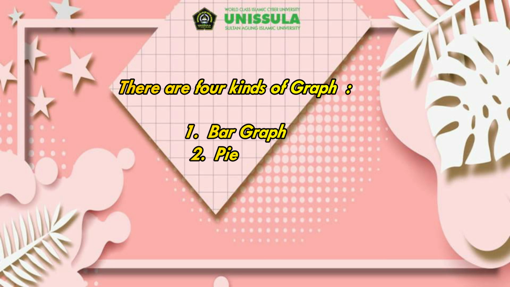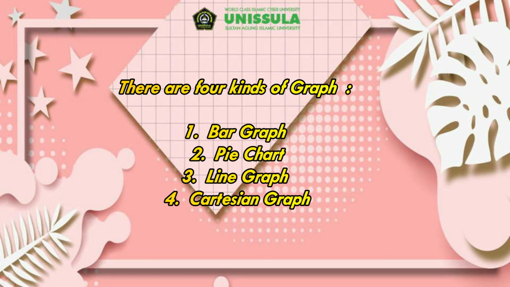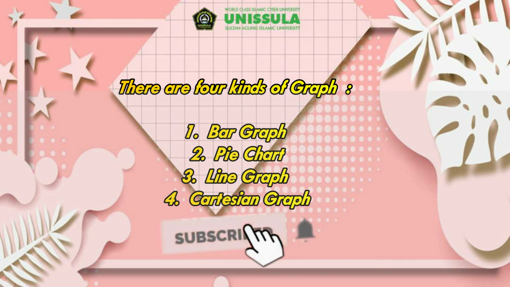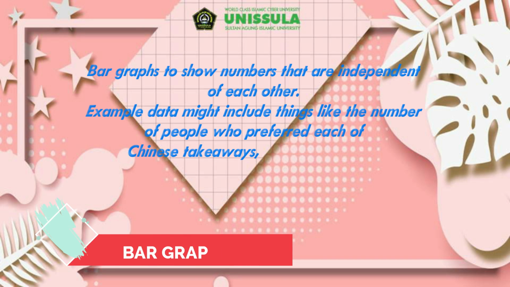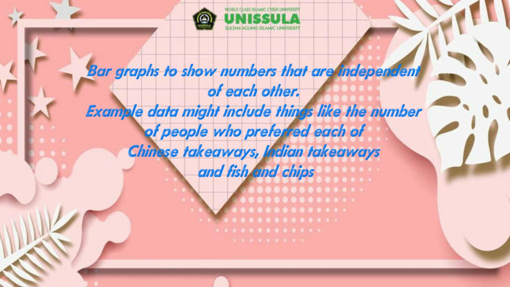Again, starting from the bottom left of the graph. There are 4 kinds of graph. 1. Bar graphs. 2. Pie charts. 3. Line graphs. 4. Cartesian graphs. What is a bar graph? A bar graph is used to show numbers that are independent of each other. Example data might include the number of people who prefer each of Chinese takeaways, Indian takeaways, and fish and chips. This is for example.